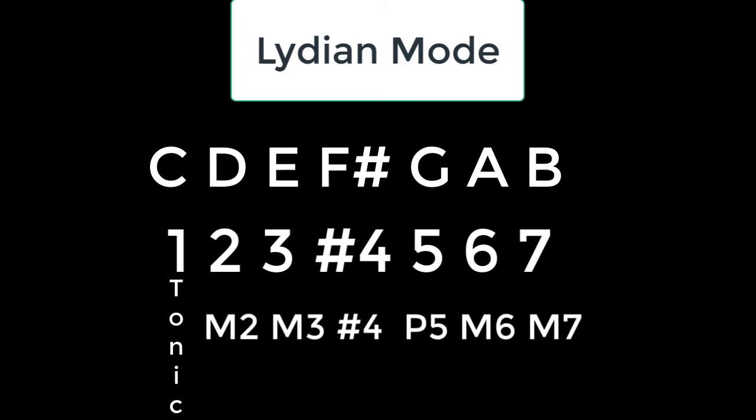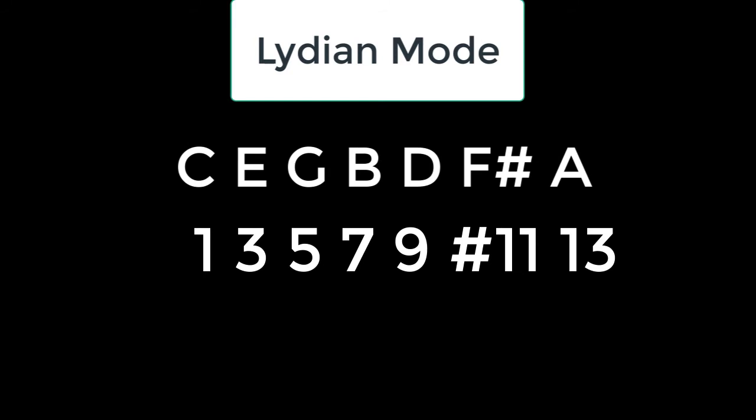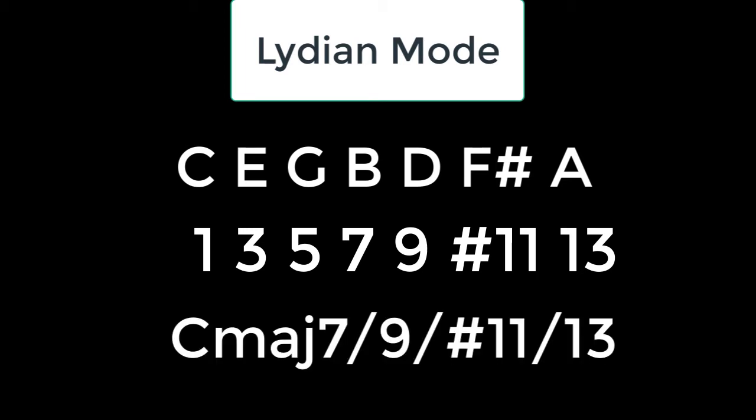If we stack these notes like a chord, we have C, E, G, B, D, F sharp, A. We could effectively call this a C major 7th, 9th, sharp 11, 13 chord. So the Lydian mode on paper sounds like a C major 7th, 9th, sharp 11th, 13th.